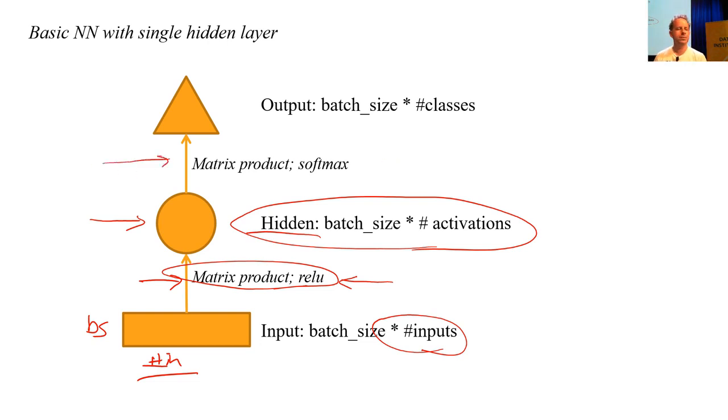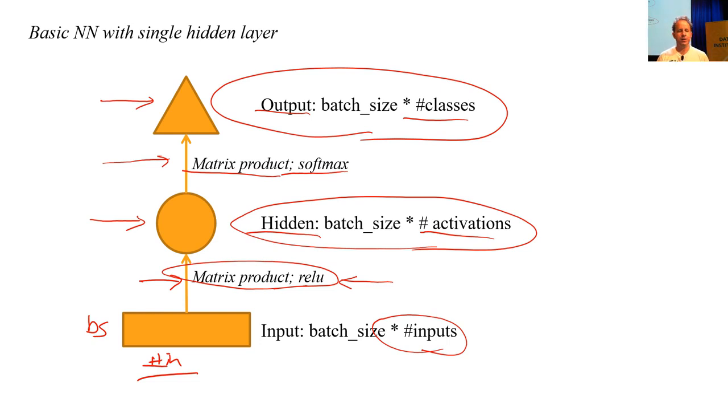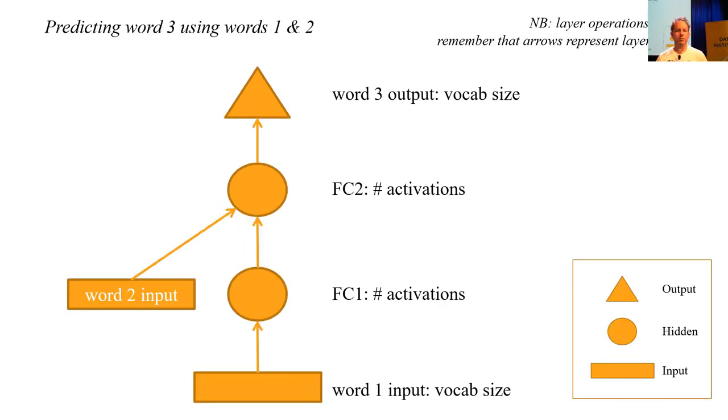So then here's another arrow, so that means it's another layer, matrix product followed by nonlinearity. In this case we're going to the output, so we use softmax. And then triangle means an output. Okay, and so this matrix product will be number of activations by number of classes, so our output is batch size by number of classes. Okay, so let's reuse that key. Remember, triangle is output, circle is activations, which we also call the hidden state, and rectangle is input.